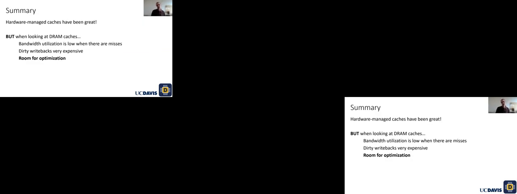So to quickly summarize, hardware managed caches have been great when we're talking about SRAM caching for a much larger, much slower memory. But when we look at DRAM caches, at least as they exist today, the bandwidth utilization is really low when there are going to be misses in that DRAM cache, which, if you want to use DRAM as a cache, you're probably going to be having. This is a lot because writing back dirty data is quite expensive. And it looks like there's quite a bit of room for optimization.